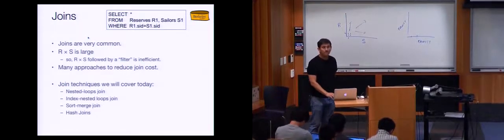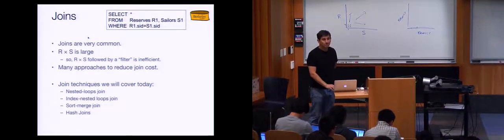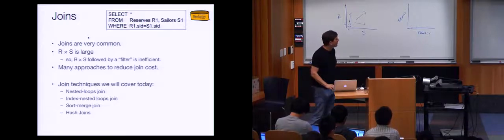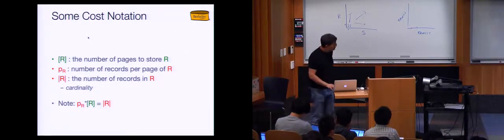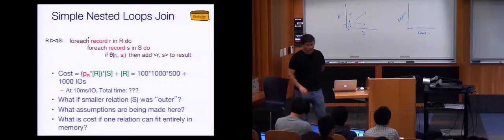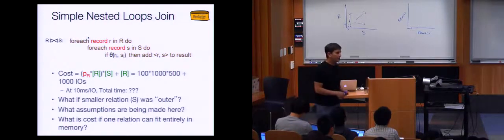Questions up to now? All right. So we did this. That's our cost notation. Let's look at the simplest algorithm we could think of. It's called nested loops join.